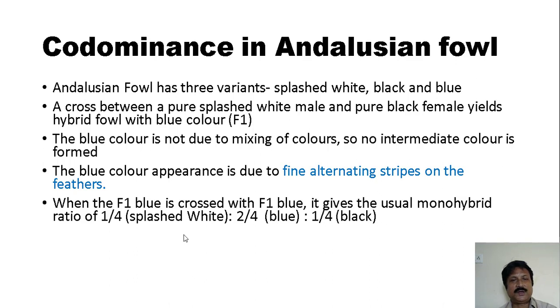Now when the blue color hybrid fowl is crossed, F1 crossed F1, then what happens? Then we have one of them becomes splashed white, two become blue, and one becomes black. As the parents we have seen splashed white crossed with black ones. So here in the F2, again we get the 1:2:1 ratio where the heterozygotes are blue. So the heterozygous alleles, both of them are expressing here and they produce blue color.